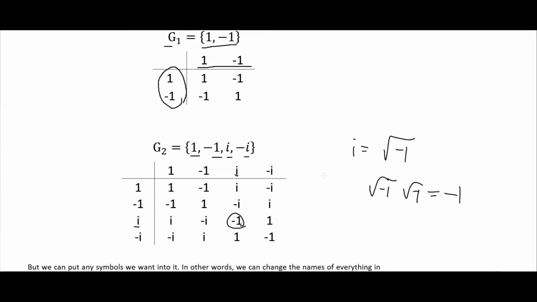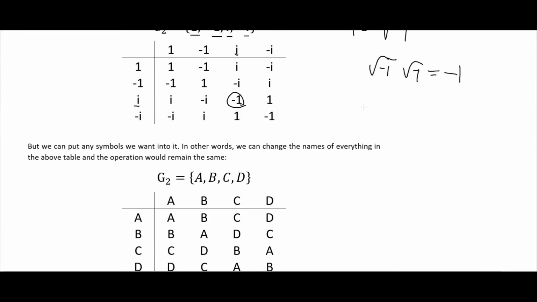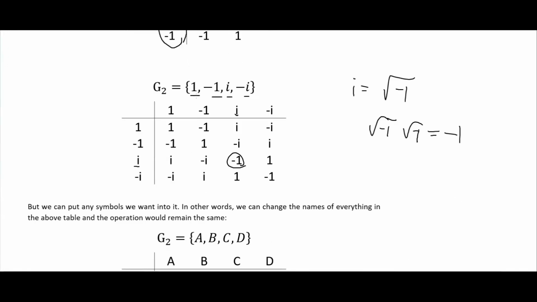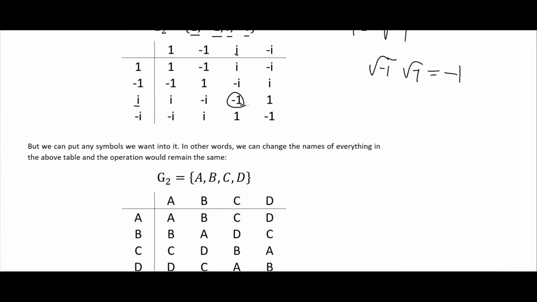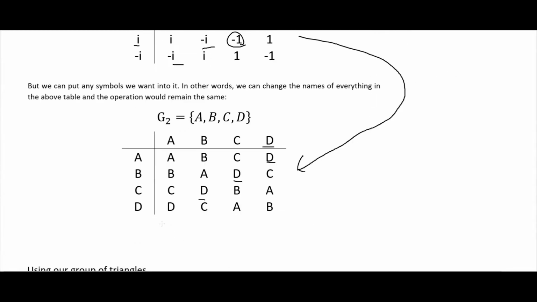But we could change the name of everything on here. So we change 1 to A, minus 1 to B, i to C, and minus i to D. And so what we actually have here is, and we'll look at this a little more in a future video, called an isomorphism. We're essentially just changing the names of everything, but the table ends up staying the same. So anywhere there's a minus i on here, so right there, right there, right there, and right there, you will find a D on this table. So we've just kind of changed the names of everything.